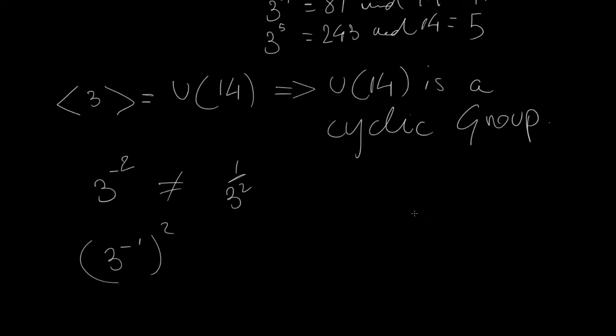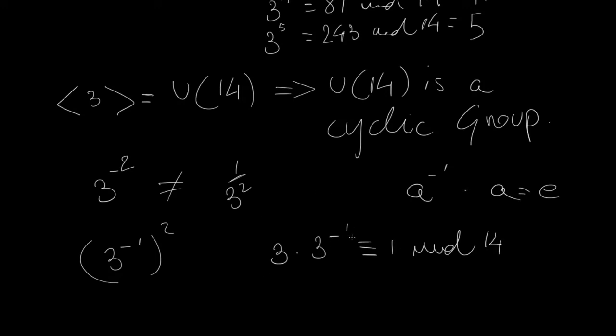But remember, this element is the inverse of A. So this is the inverse of 3 with multiplication modulo 14. Remember, this is an element of the group which is equipped with multiplication modulo 14. What is the inverse of 3? It is the element such that 3 times 3 inverse generates the identity. Remember, A operated with A inverse is equal to the identity. What is the identity of our group? 1. Not 14. So 3 times 3 inverse is equal to 1 mod 14.